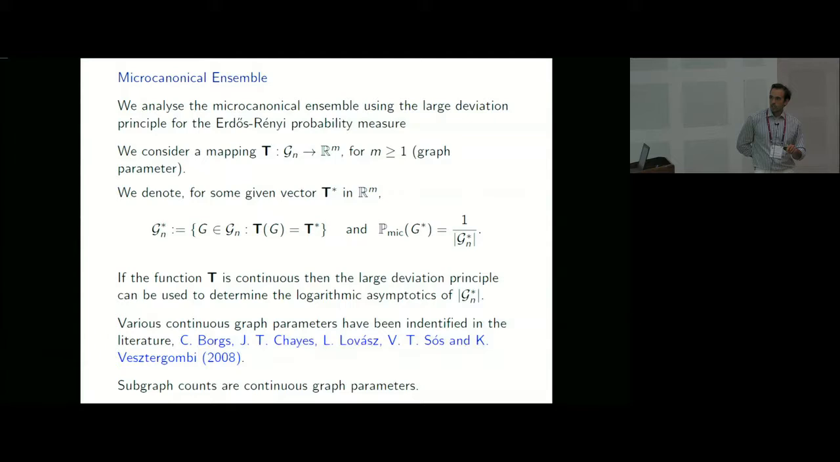So I have to say again that here your m does not depend on n. So for example, the degree sequence is not yet in the framework we consider here. Okay, so this is how we characterize a microcanonical ensemble by using the large deviation principle.